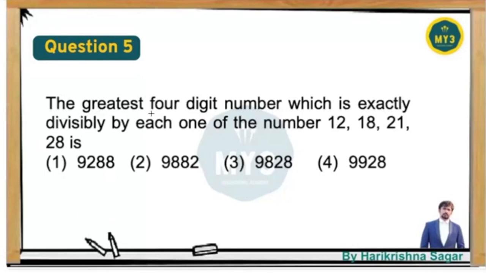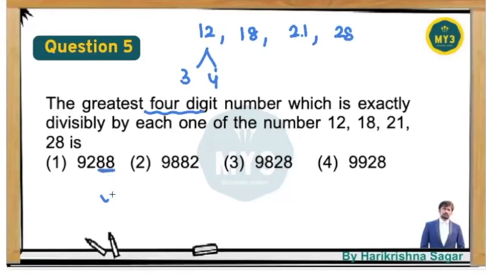Greatest 4-digit number which is exactly divisible by 12, 18, 21, 28. So what is the divisibility rule of 12? 3 and 4. Which numbers go in the 4 table? 88 goes. Does 82 go in the 4 table? No. It is simply eliminated. 28 goes, so these two are possible.